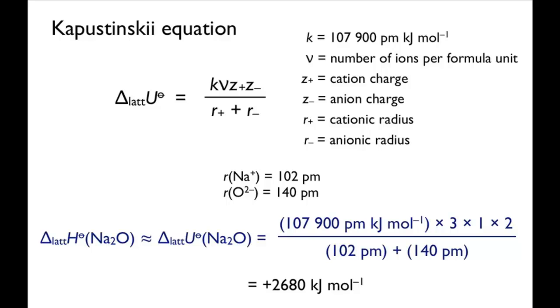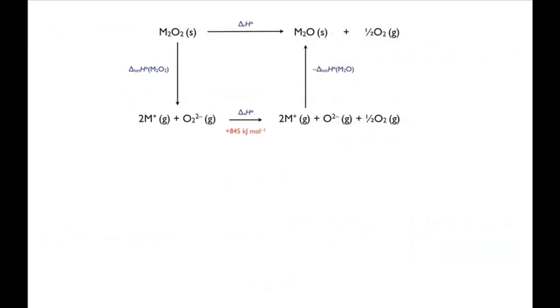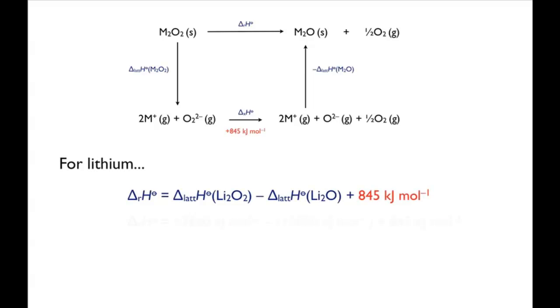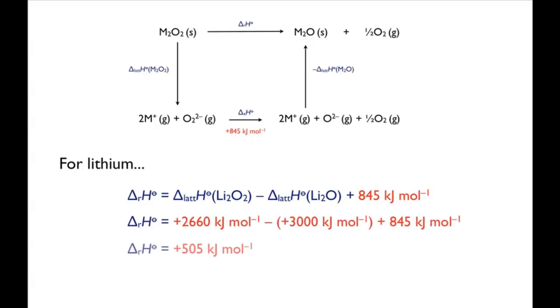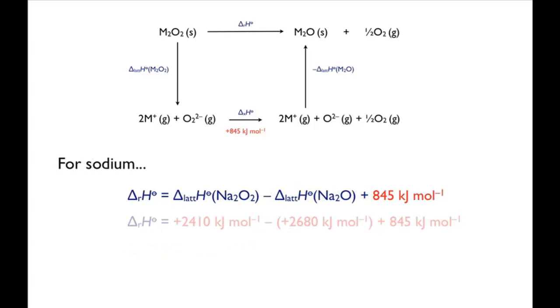For lithium, you can use the enthalpy cycle to calculate the enthalpy change for decomposition. Putting the values in, we get a value for the enthalpy of decomposition of 505 kilojoules per mole. We do the same thing for sodium, and the corresponding value is 575 kilojoules per mole. For both lithium and sodium, the enthalpy change is endothermic, which makes sense since neither peroxide decomposes at room temperature.